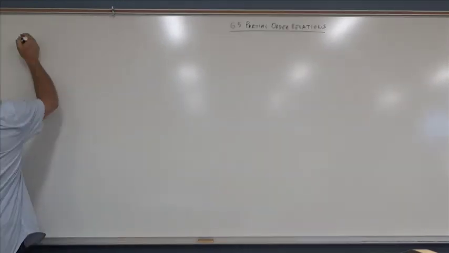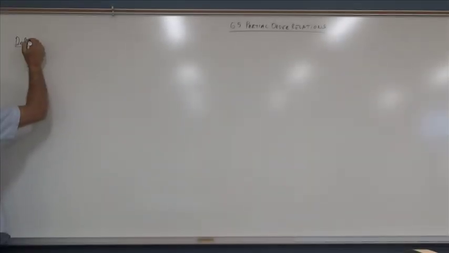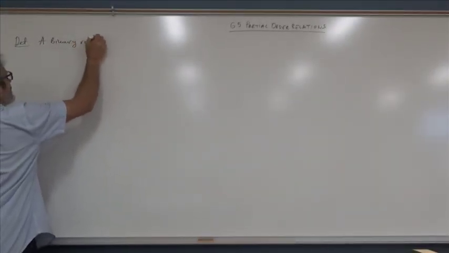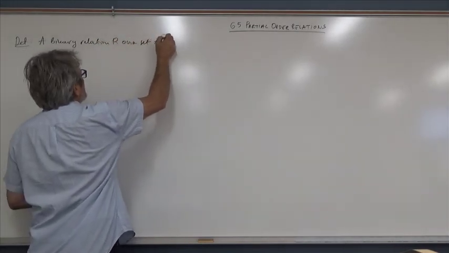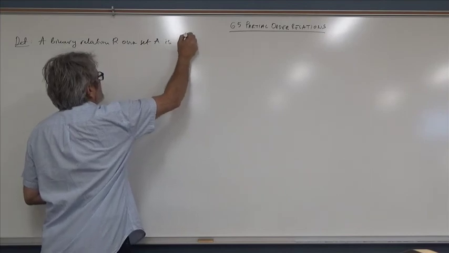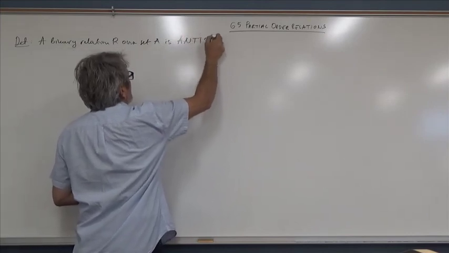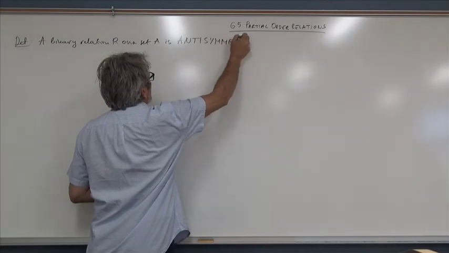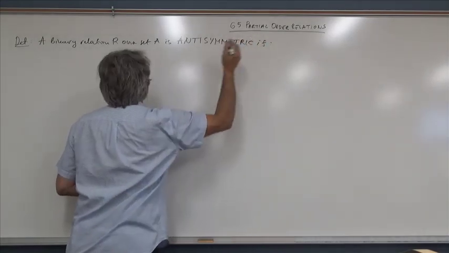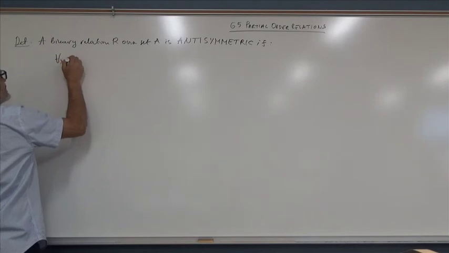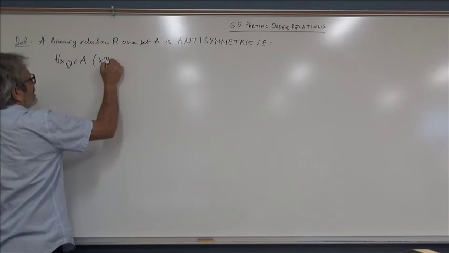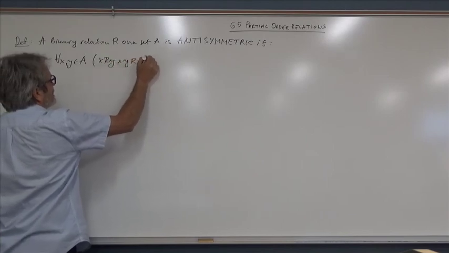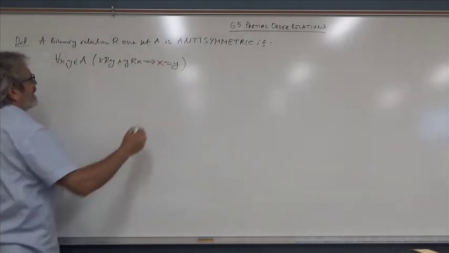So here are a couple of definitions. Definition: a binary relation R on a set A is antisymmetric if for every x, y in A, xRy and yRx implies x equals y.